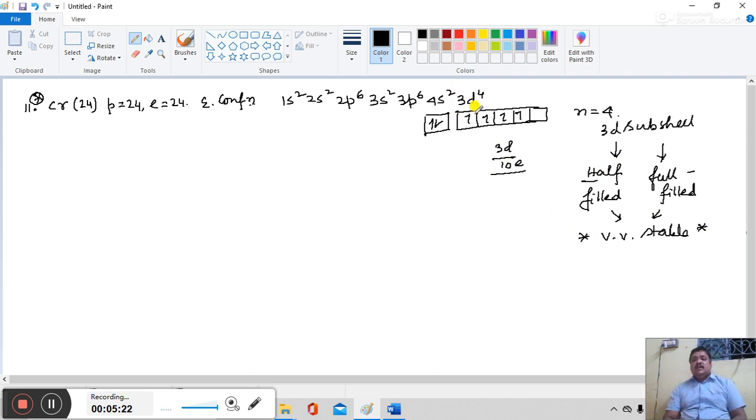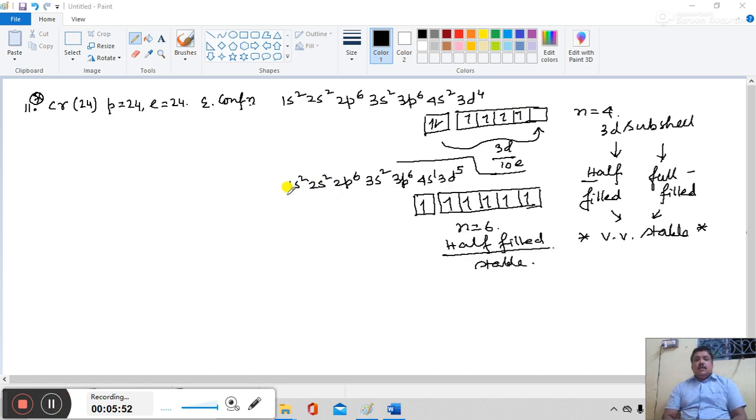Here the 3d subshell contains 4 electrons, so it is not half filled. But if 4s releases 1 electron to the 3d subshell, then the 3d subshell becomes half filled, and in that case this configuration is the most stable one. For this reason, the 4s subshell releases 1 electron to the 3d subshell, and the actual configuration of chromium will be 1s2 2s2 2p6, 3s2 3p6, 4s1 3d5.